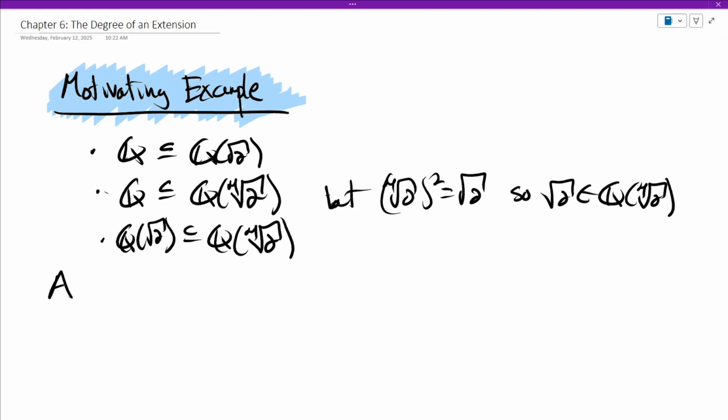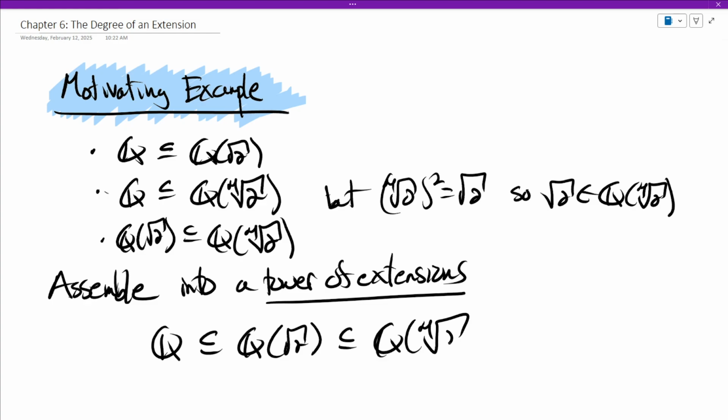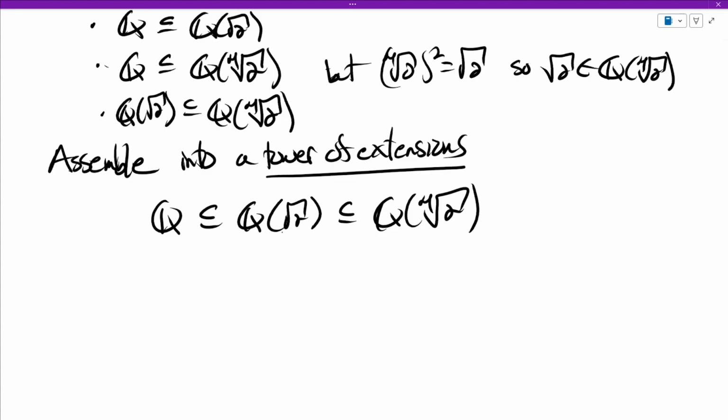Okay, so we can assemble the data of this toy example into what's called a tower of extensions. So we have Q sitting inside of Q adjoin root 2, and then that is sitting inside adding in the fourth root of 2. And each time we go up in this tower, we are actually adding in a square root. So this step here, maybe in light green, this step adds the square root of 2.